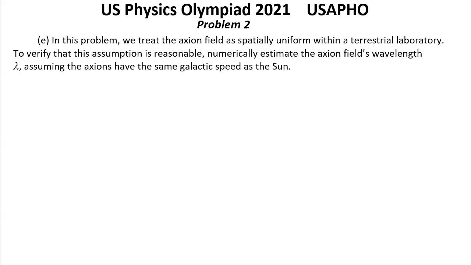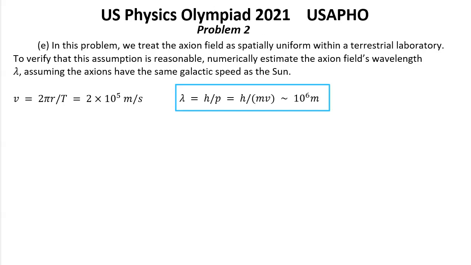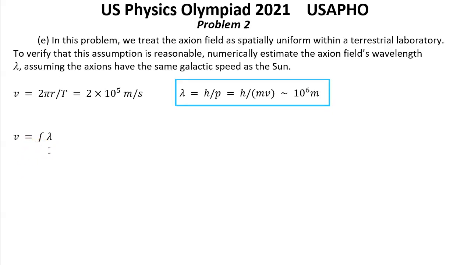Solution for question E. The axion speed is 2 pi r over period t, which is about 2 times 10 to the power 5 meters per second. Using the de Broglie relation again, we have lambda equal h over p, which is h over mv, and that's about 10 to the power 6 meters. As expected, this is much larger than the apparatus considered below. Note, a common mistake was to write v equal f multiplied by lambda, where f is frequency and lambda is wavelength.